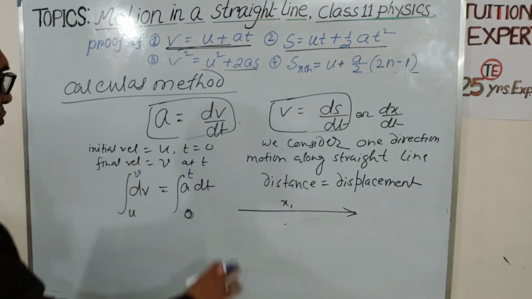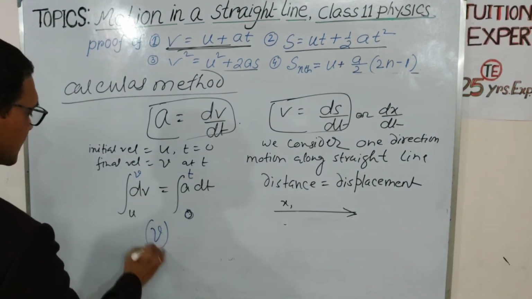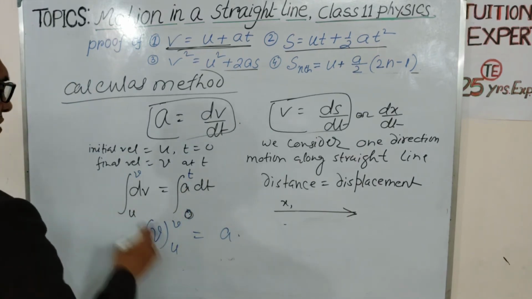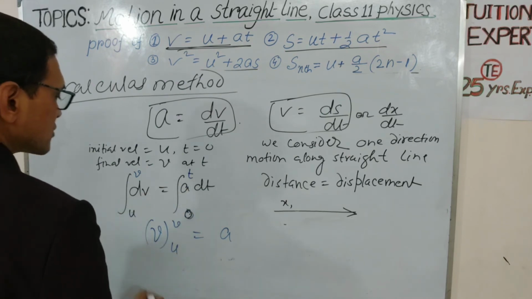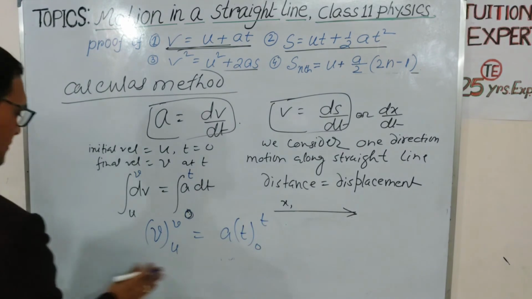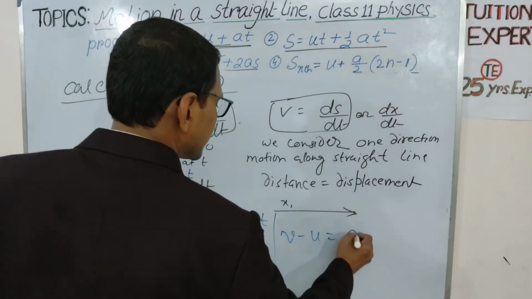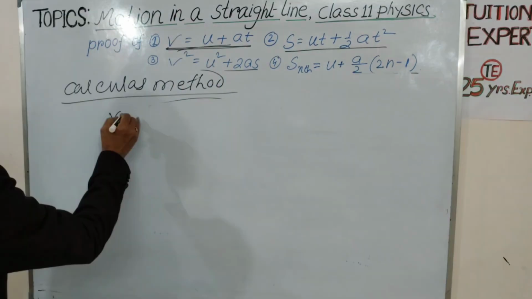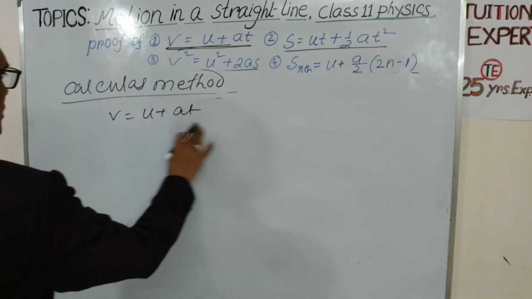Okay, we put it this way. So the integration of dv is v, from u to v, and a is constant, so we take a outside, and the integration of dt is t. So this becomes v minus u equals at, that is v equals u plus at. This is the proof of the first equation: we have proved v equals u plus at.